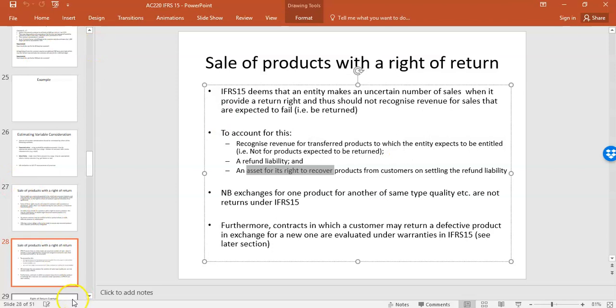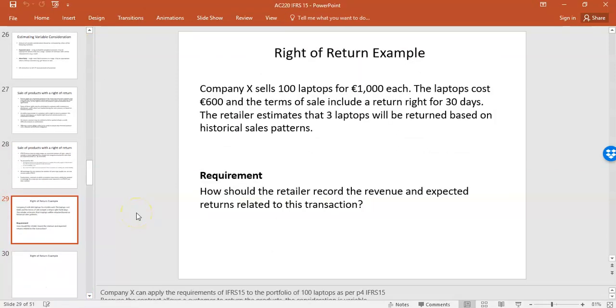So let's look at a small example, might make it a bit easier. Company X sells 100 laptops for 1,000 each. Laptop costs 600 each, so they just resell it on. Terms of sale include a right to return for 30 days. And the retailer estimates that 3 laptops will be returned based on historic sales patterns. So how do you recognize the revenue and expected returns?